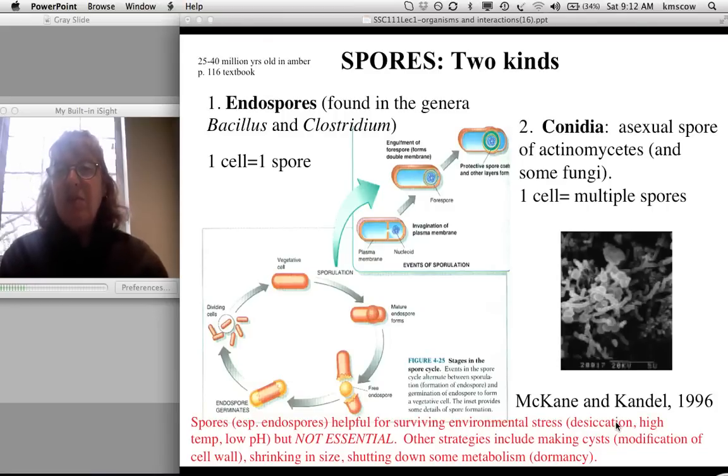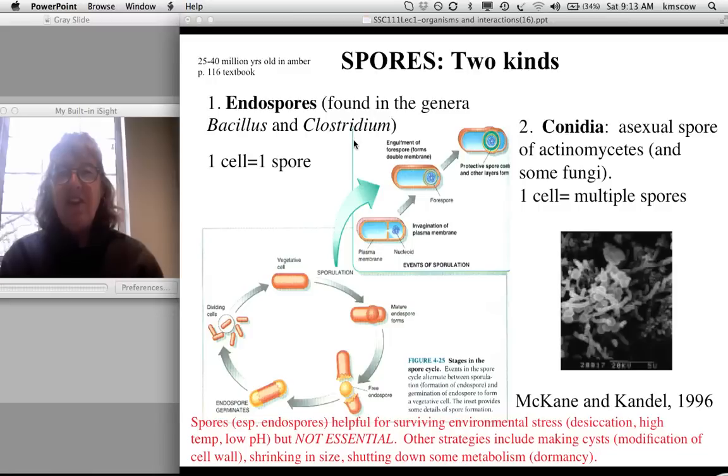Spores. So spores are interesting, special structures that not all bacteria have, but some do. And there's two major categories of spores. One are endospores and the other are conidia. There, in fact, has been an ancient spore found in amber that you can read about in the textbook.